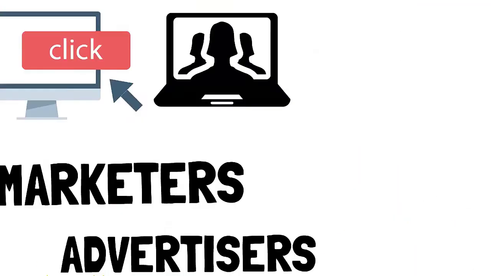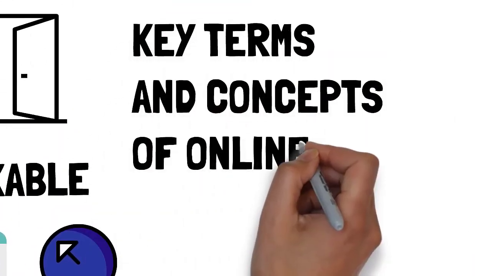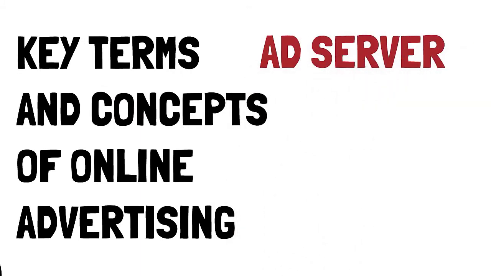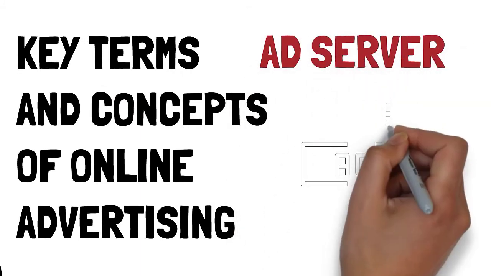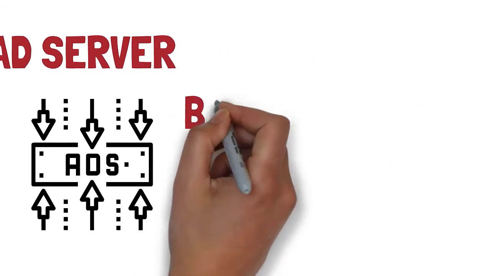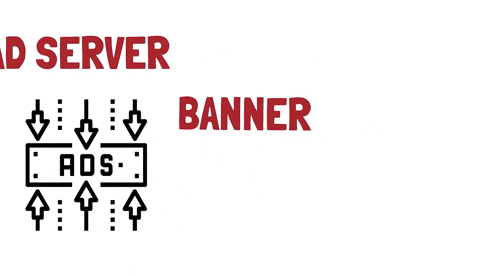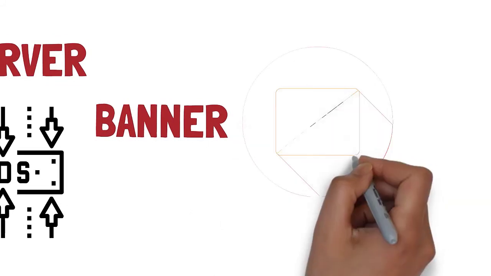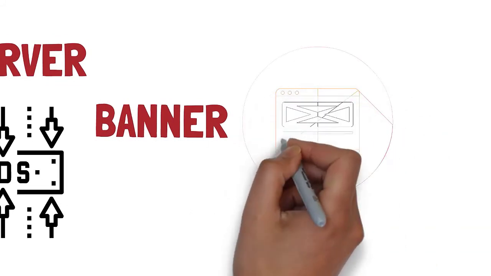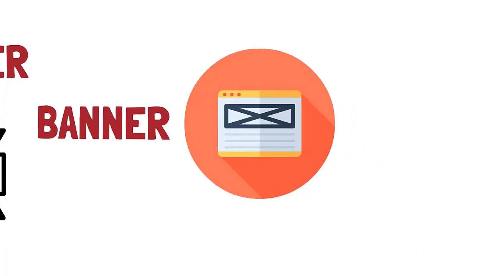Now let's discuss the key terms and concepts of online advertising. We'll start with ad server. This refers to the technology that puts advertisements on websites. Next is banner. This refers to a type of online ad. It takes the form of a graphic image. Banners usually appear at the top of a web page or at the bottom.